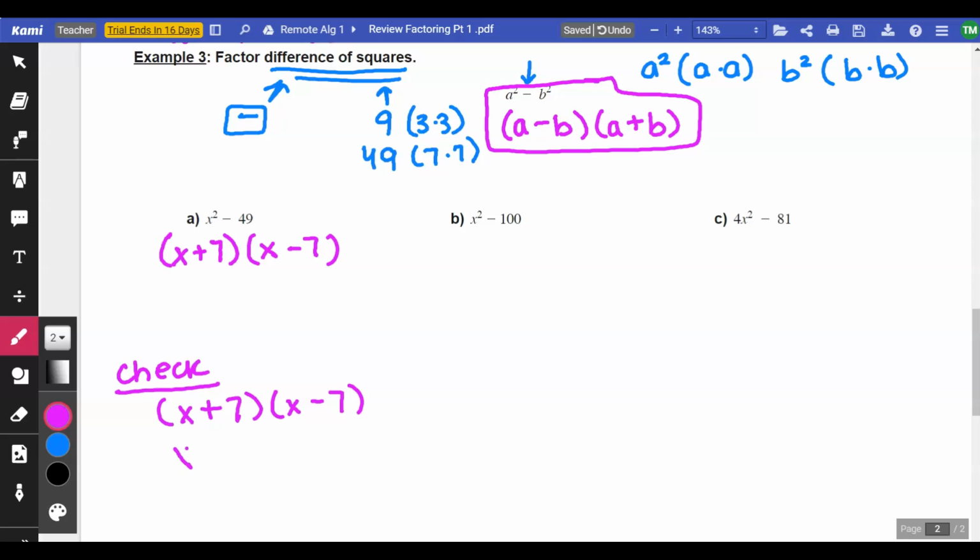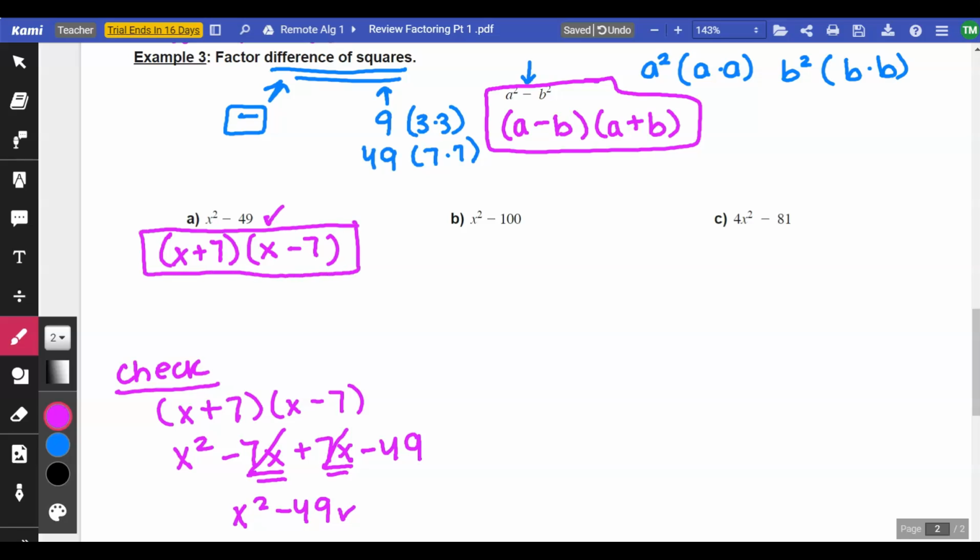X times x is x squared, x times negative 7, 7 times x, and 7 times negative 7. When I combine like terms, I notice that negative 7x and positive 7x cancel each other out. So I'm left with x squared minus 49, which matches the original problem. So I know x plus 7 times x minus 7 is the factored form of x squared minus 49.